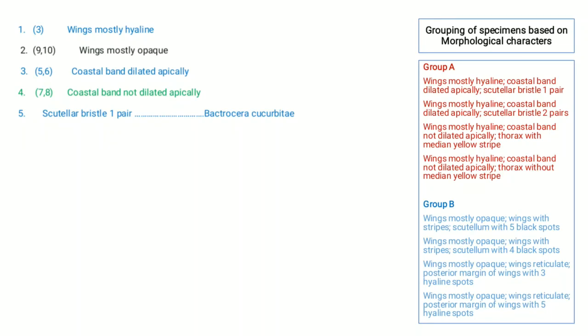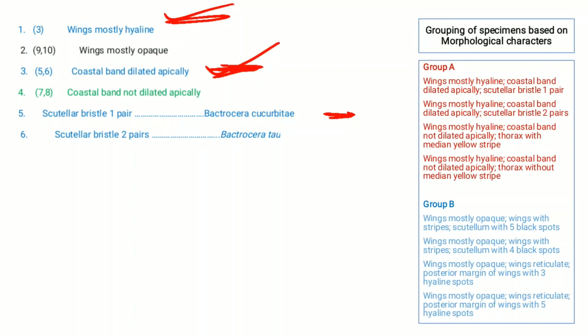So the specimen that has wings that are mostly hyaline, moving towards the character mentioned at 3, that a costal band apically dilated, and at number 5, that is scutellar bristle one pair, we will identify this specimen as Bactrocera cucurbitae. So next is scutellar bristle two pairs. If the specimen has wings that are mostly hyaline, costal band apically dilated, and scutellum consisting of 2 pairs of bristles, then it will be identified as Bactrocera tau.